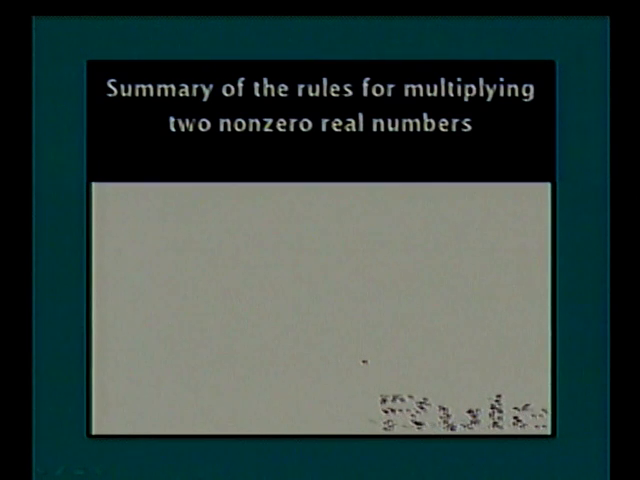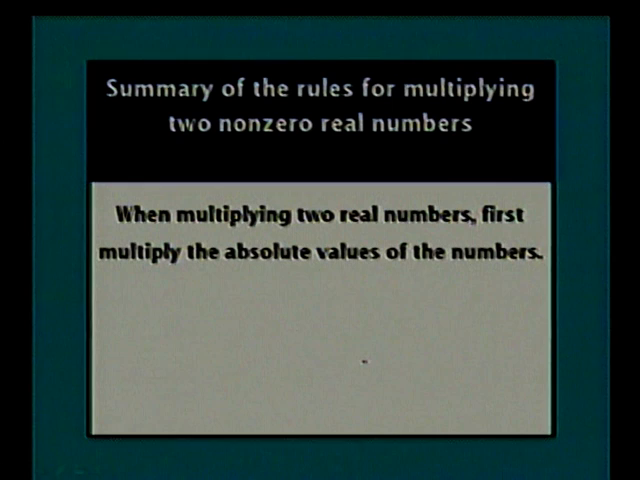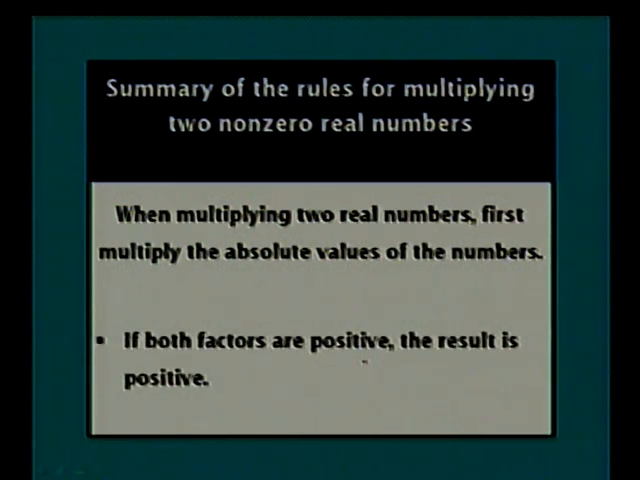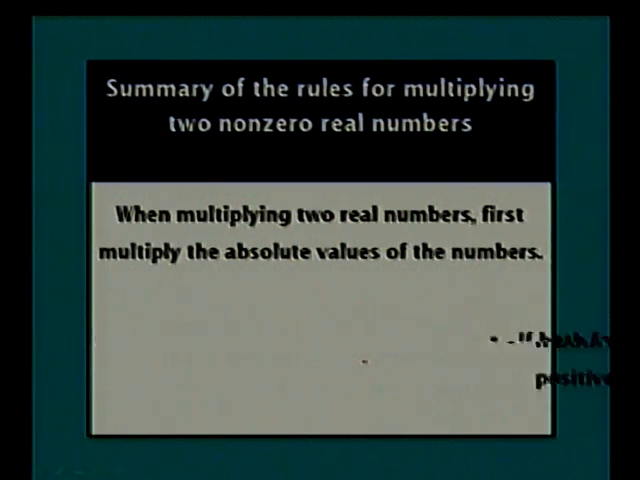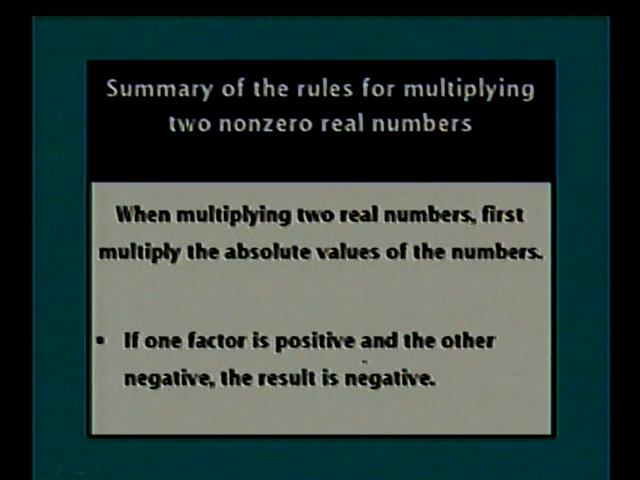So let's summarize the rules we've discovered for multiplying two non-zero real numbers. When multiplying two real numbers, first multiply the absolute values of the numbers. This is the arithmetic we're doing in our head. 5 times 3, 3 times 4, 10 times 2. If both factors are positive, the result is positive. If both factors are negative, the result is positive. This is the new idea. If one factor is positive and the other negative, the result is negative.